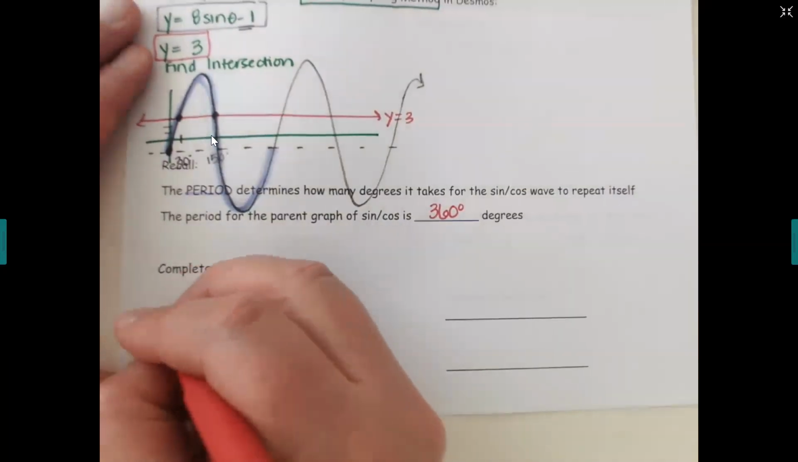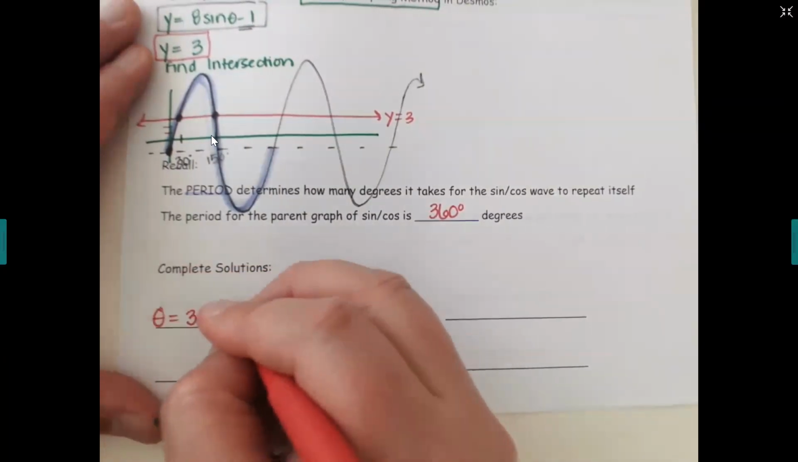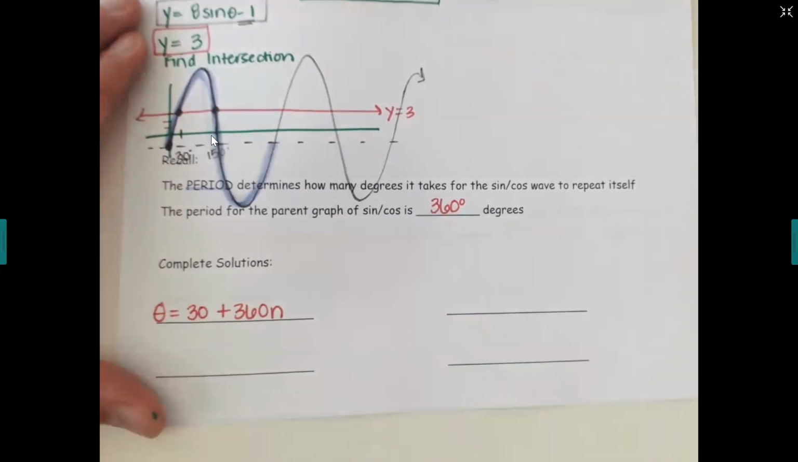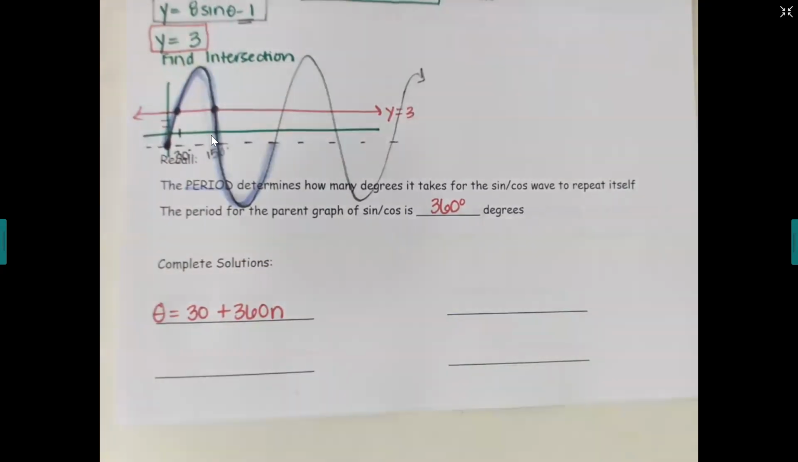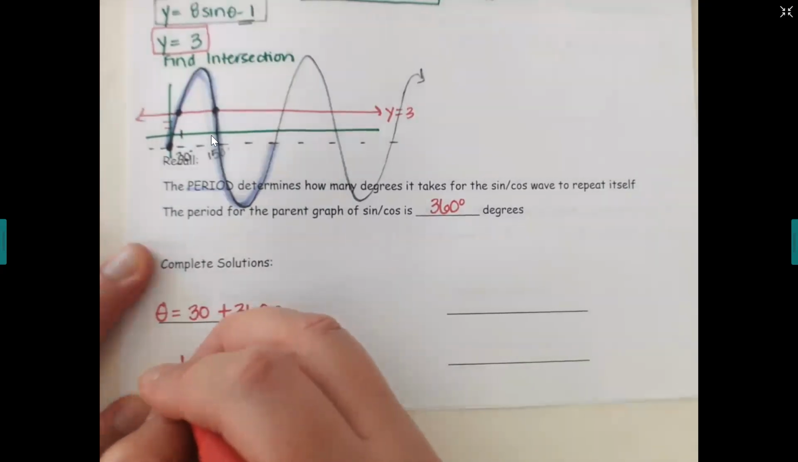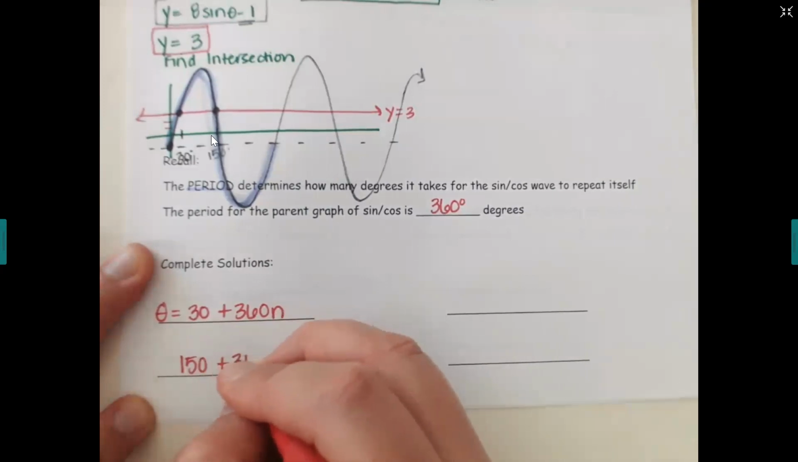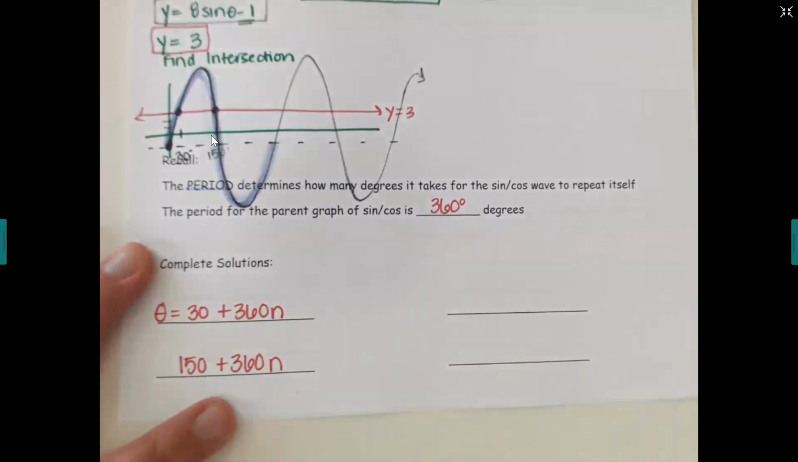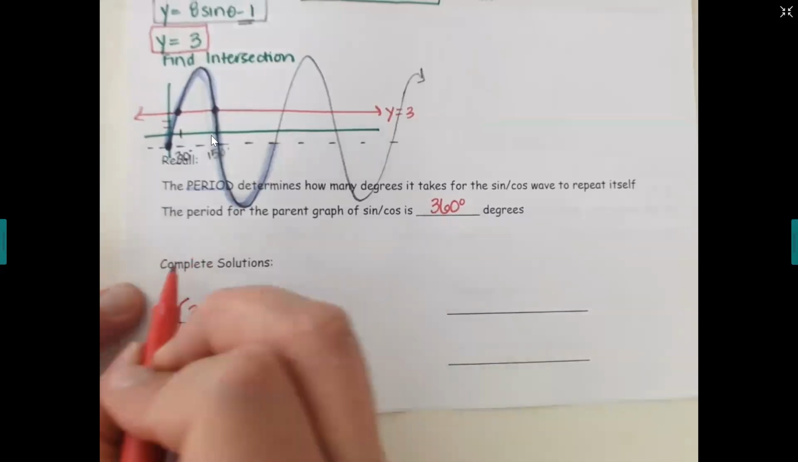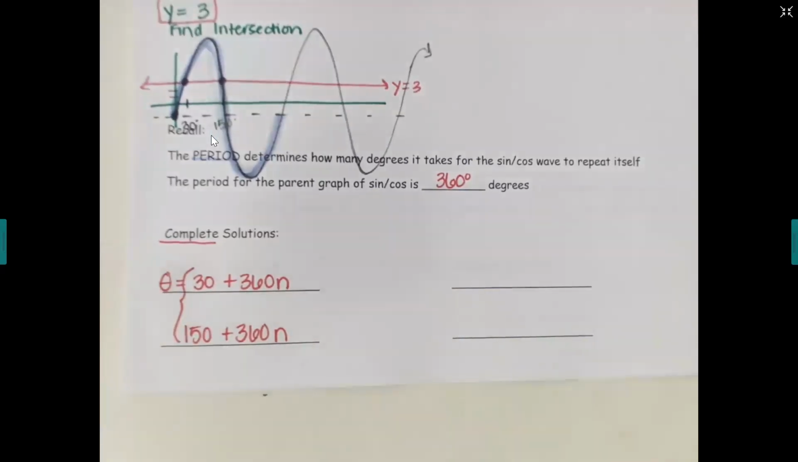We're gonna write theta equals 30 degrees plus 360n. And what that means is that the first one is 30, but then every 360 degrees, I'll get another one and then another one and then another one. Not just 30, but also where else? Wasn't it 150? Yes. And then that one is also gonna repeat every 360 degrees. So that would be your complete solution, which means not just the first two answers, but that's how you could find any of the other answers because they go on and on.